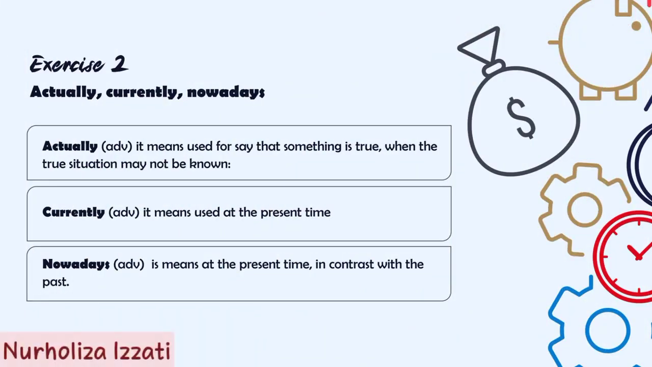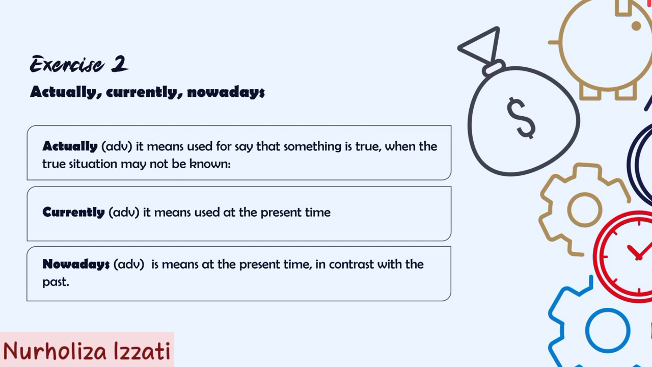Exercise 2. Actually, currently, nowadays. First, actually. Actually is an adverb. It means used to say that something is true when the true situation might not be known. Example, he actually expected me to be pleased about it. Second, currently. Currently is an adverb. It means at the present time. Example, the price is currently at a premium.